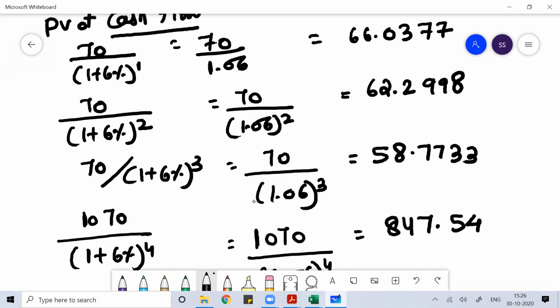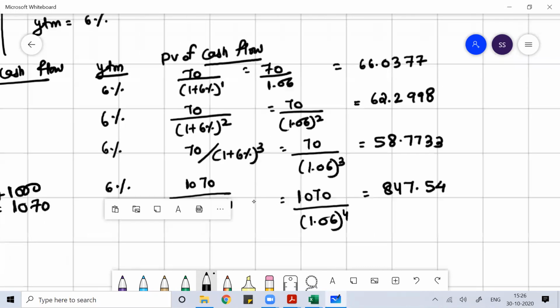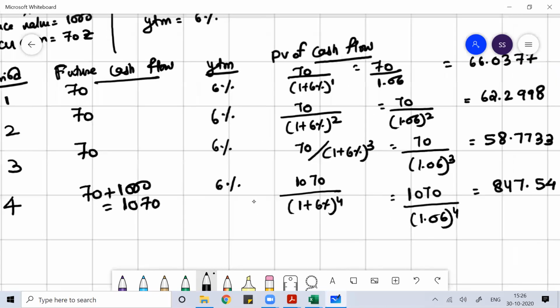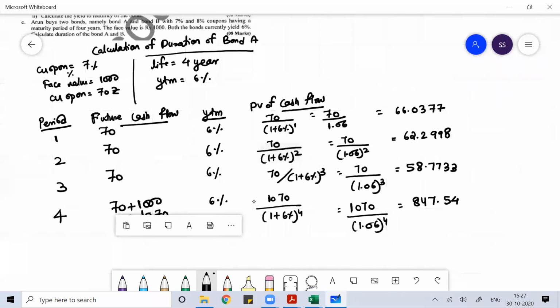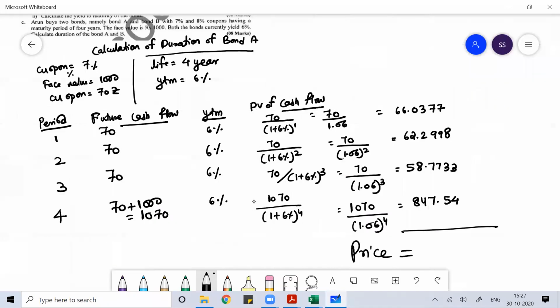Find the present value of your future cash flow. So this is the price of the bond. What is the price of the bond? Do the sum of all of them. It is 1034.65.